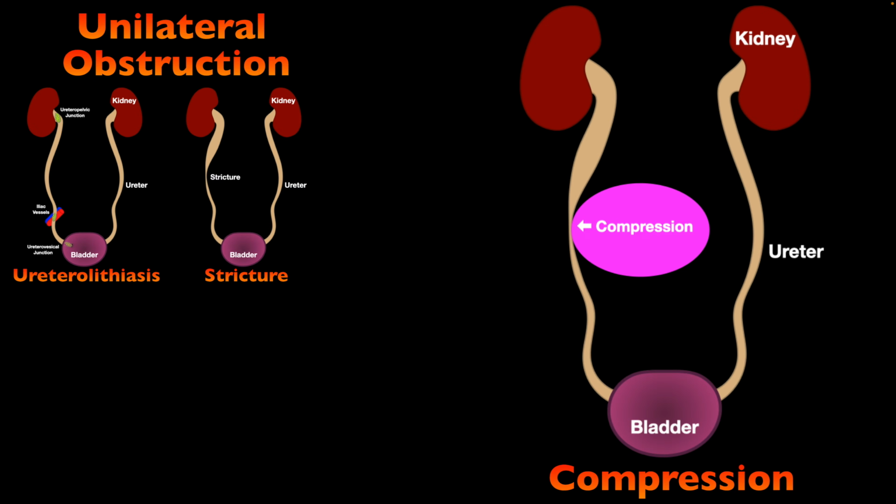Another example that can lead to unilateral obstruction causing hydronephrosis would be compression of the ureter. Probably the most common cause of this would be pregnancy. So in patients that are in 2nd and 3rd trimester pregnancy, compression of that ureter can lead to hydronephrosis, typically of the right kidney over the left. And this can lead to acute renal failure in our pregnant patients. This also could represent external compression from an intra-abdominal mass. And so those are also things that we need to consider that could cause that unilateral obstruction.